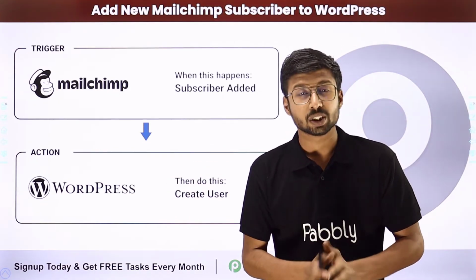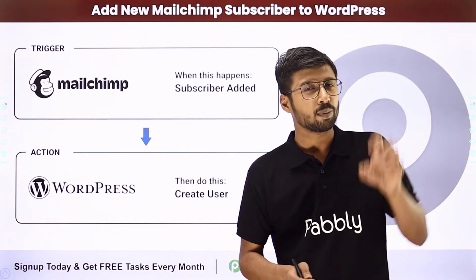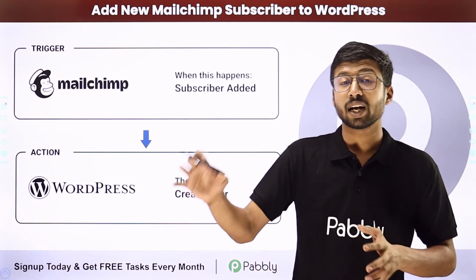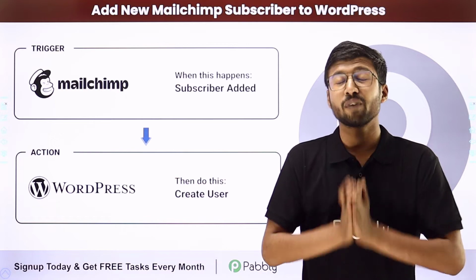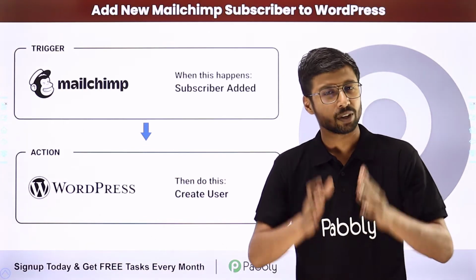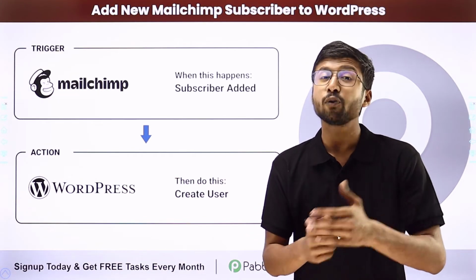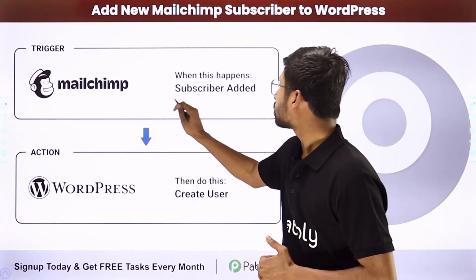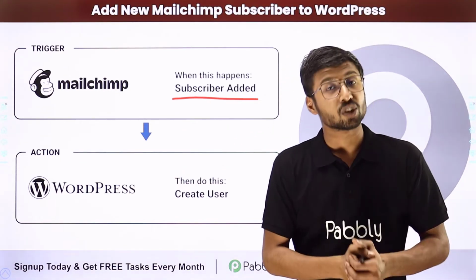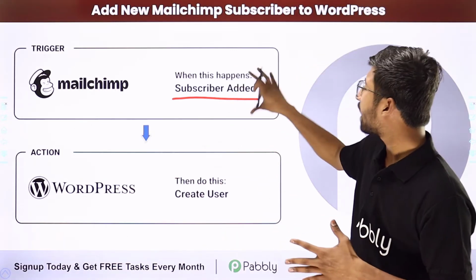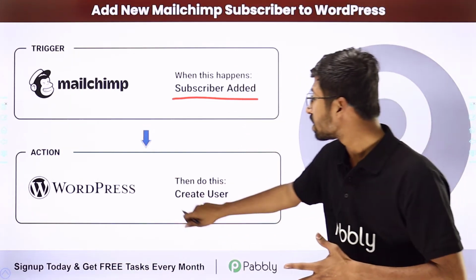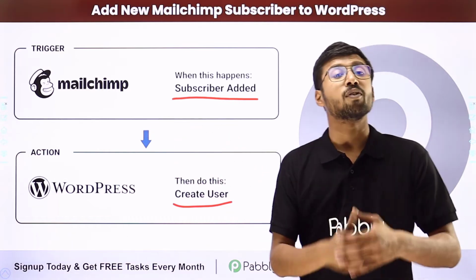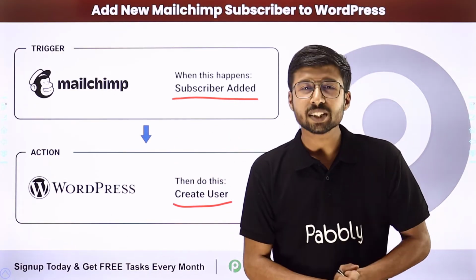But guys, the manual process of getting the new subscriber details from Mailchimp and manually adding that user as a subscriber in WordPress can be very repetitive and time consuming. So in this video, we will see how you can automate this process. In this automation, the trigger will be a new subscriber being added in Mailchimp. The action will be adding the exact same subscriber with the same details as a user, as a subscriber, in your WordPress account. Now how can you set up this automation?